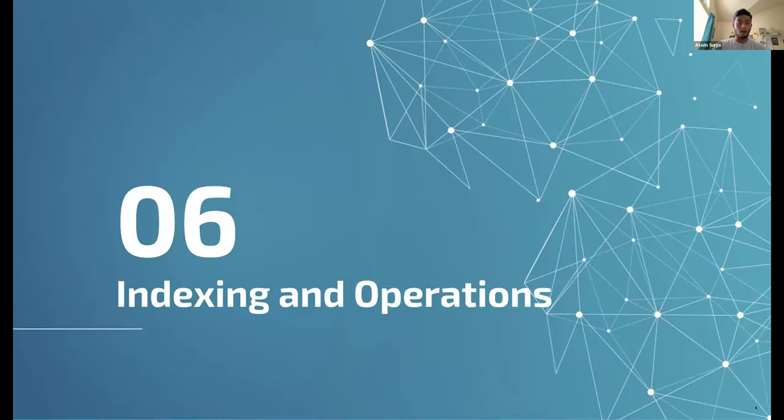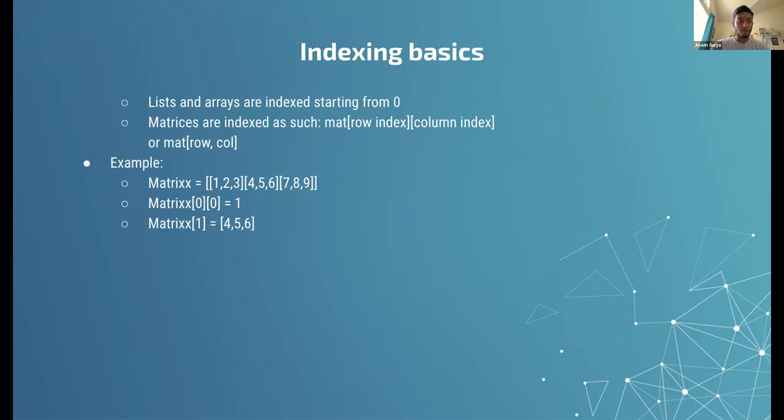Now, indexing and operations. I think this is really important in arrays for you to be able to manipulate the data for what you want to do. So lists and arrays are indexed starting from zero. That's something you have to memorize, because without it, you'll probably cause a lot of errors in your code. Matrices are indexed like the matrix, bracket, the row index first, and then the column index. Or you could use commas between the row and column.